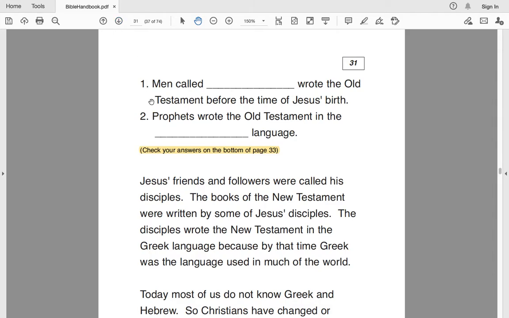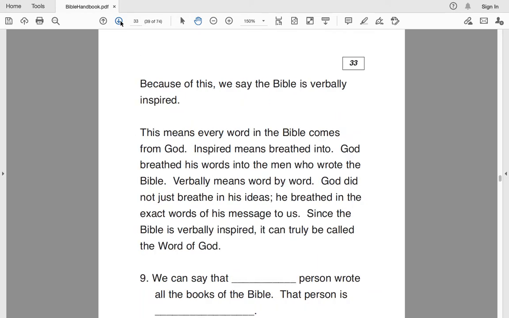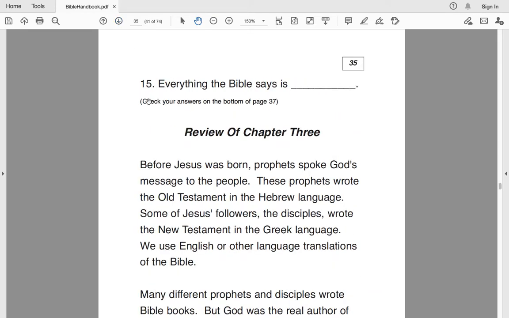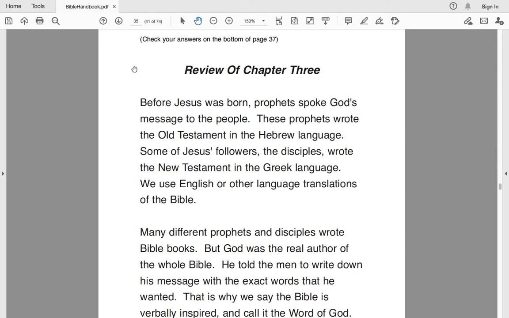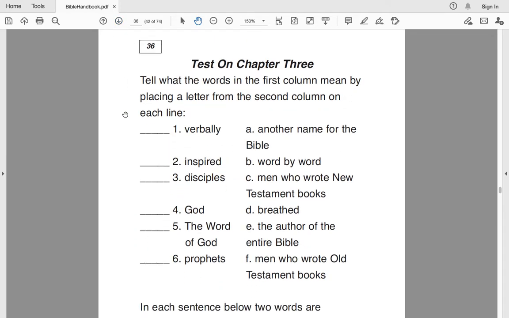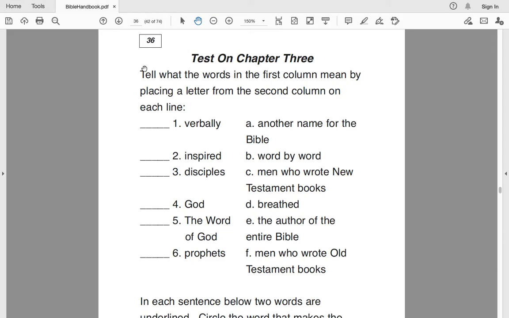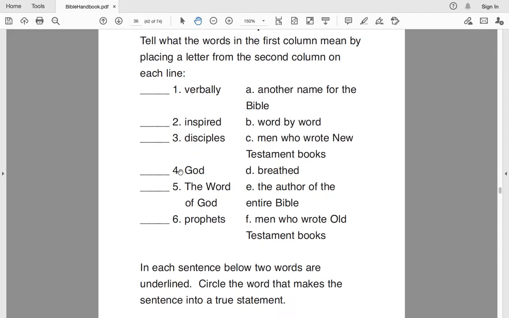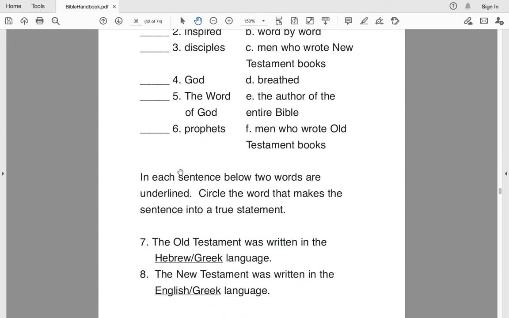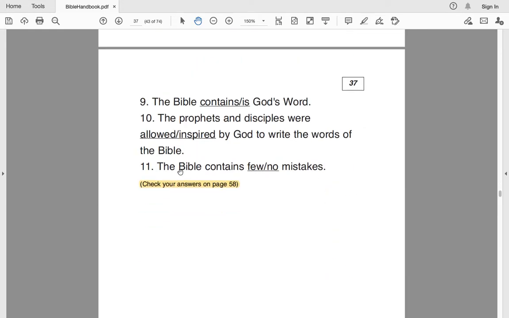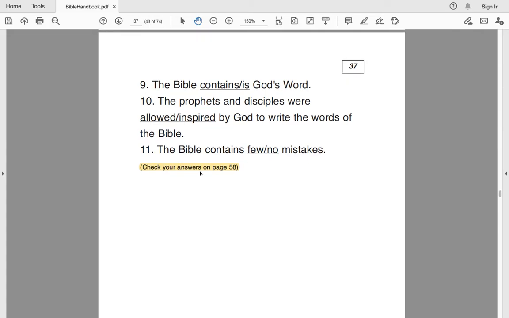After you complete reading, you'll notice that there is a break and an opportunity to answer several questions. Again, you can check your answers at the page numbers that have been listed. On page number 35, there is a review of chapter number 3. Reading those paragraphs then takes you to page 36, where you will find several review questions, the first section in multiple choice, the second part to correct the underlined section, and again checking your answers on page number 58.